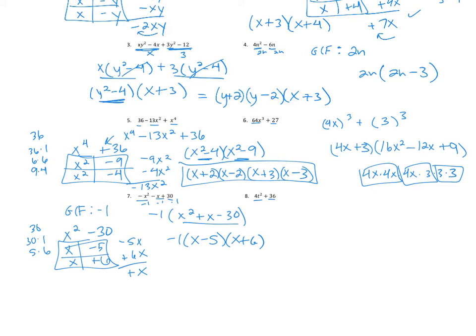For number 8, is there a common factor for these terms? Yes, there is 4, so let's factor out a 4 from these two terms. That'll be t squared plus 9. And then look at this binomial. It's a sum, and these are not cubes, so that is prime, which means I can't factor this any further.